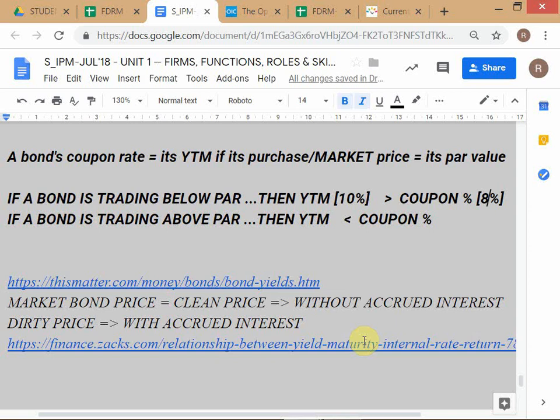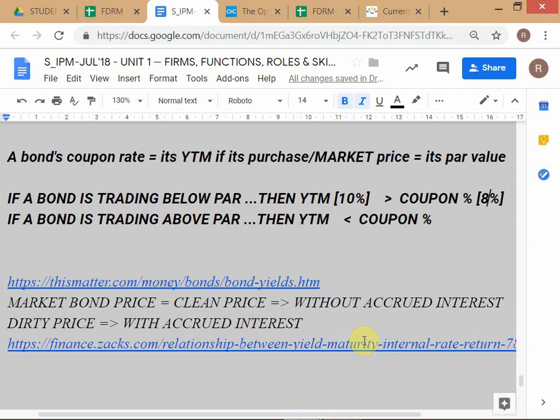So now think of it this way: why will the market price fall below par when the YTM rises above the coupon rate? Because if the YTM has risen above the coupon rate, it means the market wants to realize a yield of 10% on this bond, which is paying an 8% coupon. Now when you buy the bond, can you change the coupon? No, sir. You can't change the coupon because it's already been issued, right? So the only thing you have to play with is the price.